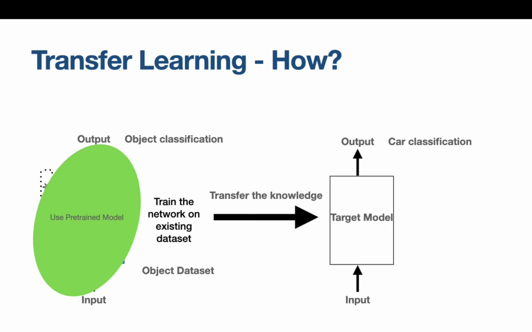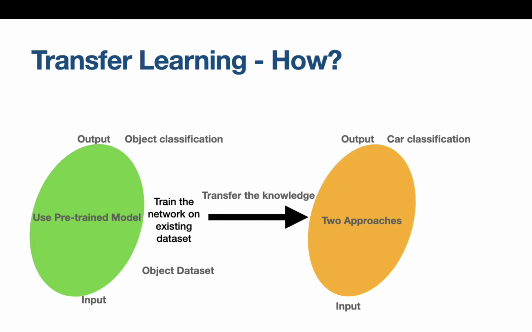Now, how do we use this pre-trained model? There are multiple approaches. Predominantly, there are two approaches which we'll see in further sections. We can either reuse the entire network with all its weights, or we can use parts of it.